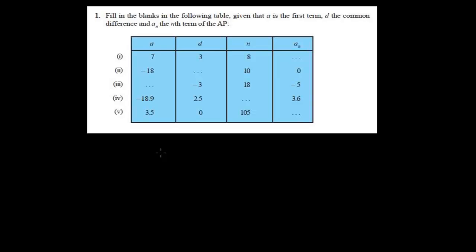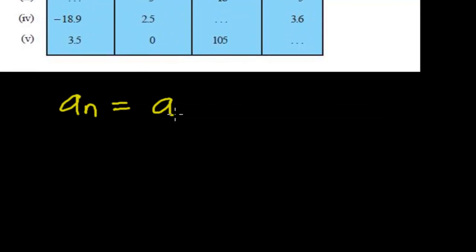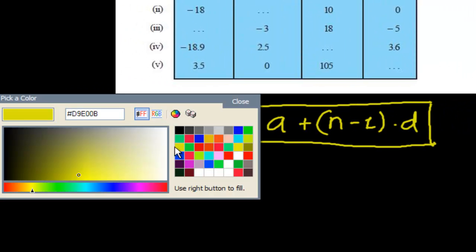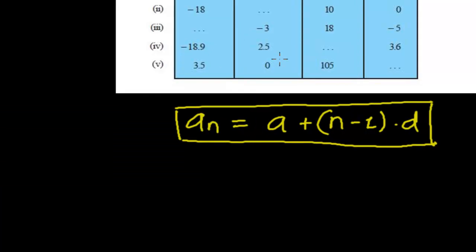Before that, we recently learned the formula of the nth term, that is AN is A plus n minus 1 times the common difference. The nth term is the first term plus n minus 1, multiplied by the common difference. For example, the seventh term means 7 minus 1. So this is the formula of the nth term that we have to apply in all these problems, based on the problem.